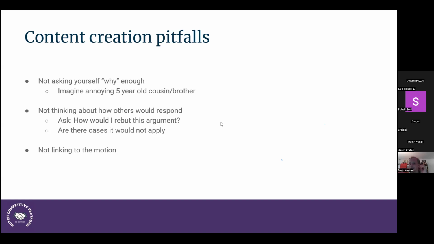Another thing is not linking to the motion. So just force yourself to ask, how does my problem about cartels really link to the motion? And make it also clear, because some judges, if they don't really understand it, are going to be very harsh on this and not going to credit you.